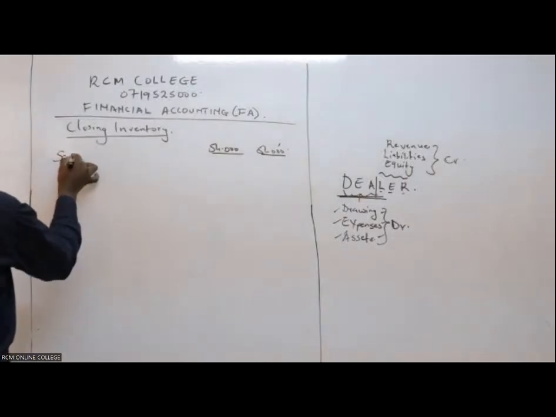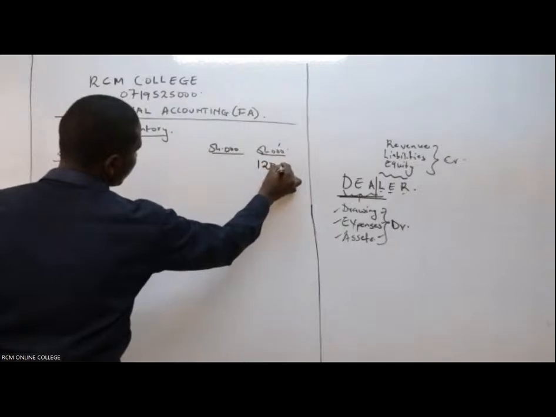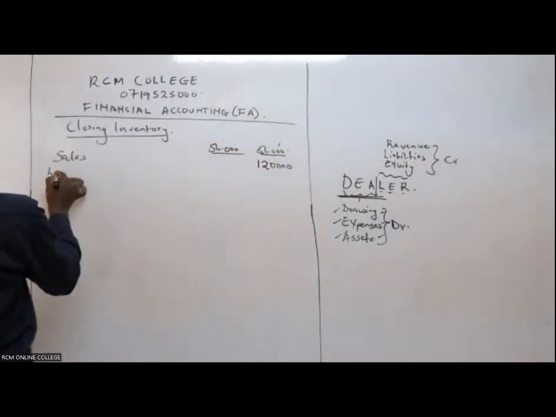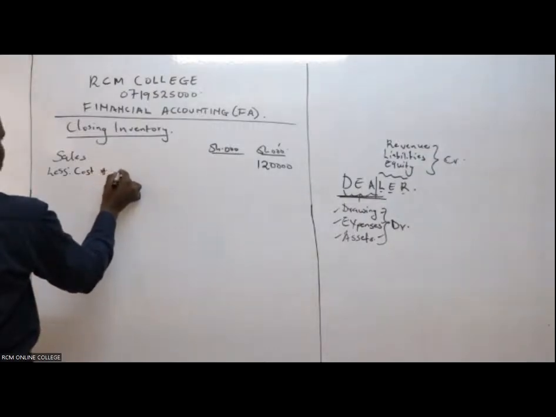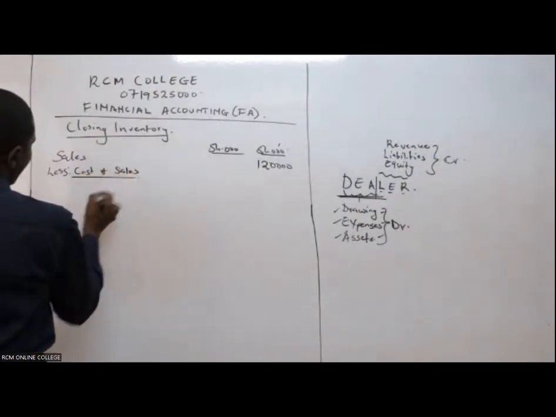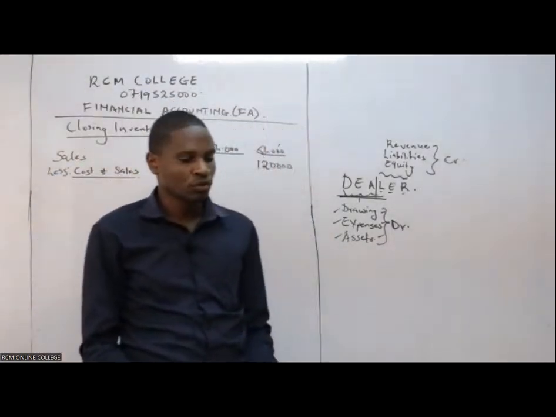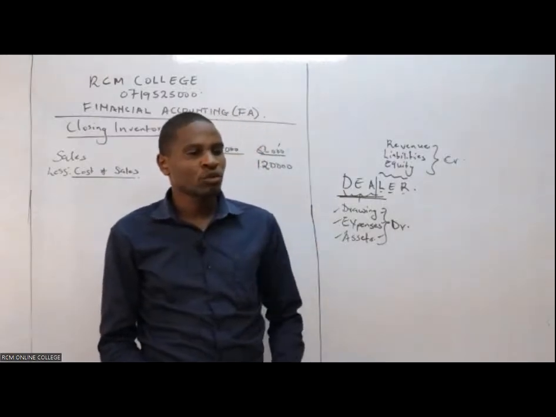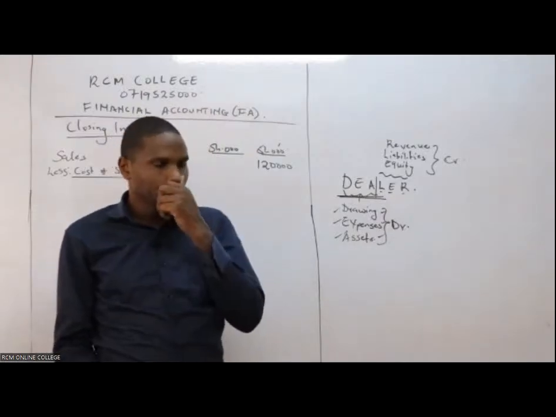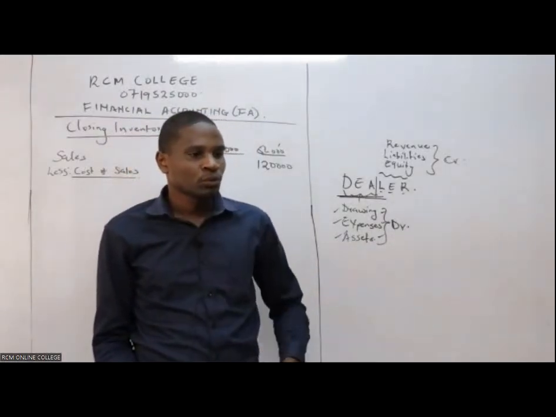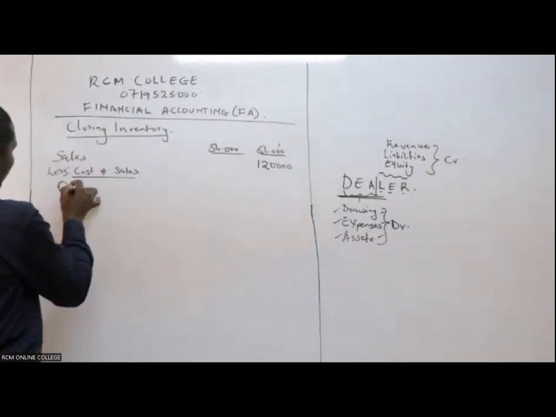So we start with the sales, and our sales here is 120,000. We less cost of sale. If I look at what we have, can you give me the component of cost of sale? Francis, component of cost of sale. Just give me one. We say opening inventory. I can start with the opening inventory.